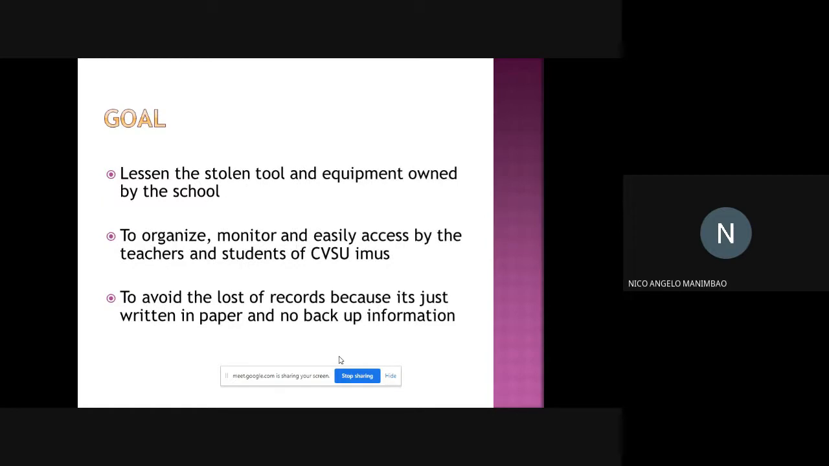Goal: lessen the stolen tools and equipment owned by the school, and to organize, monitor, and give easy access to the teachers and students of the University of IMUS. To avoid the loss of records, because it is just written, we need backup information.